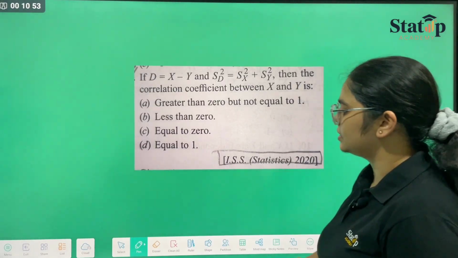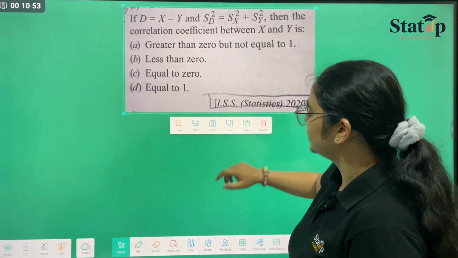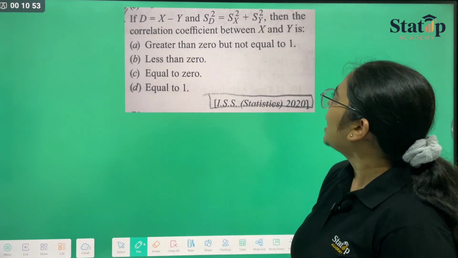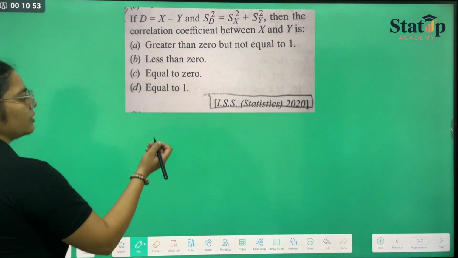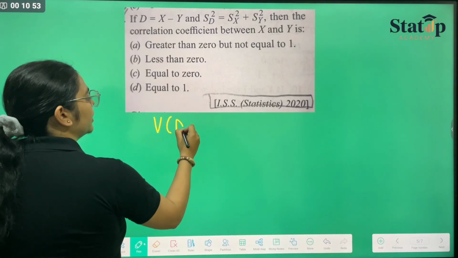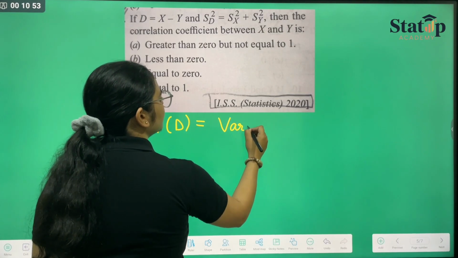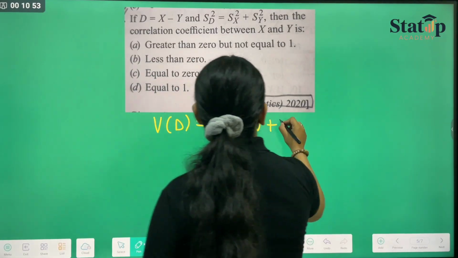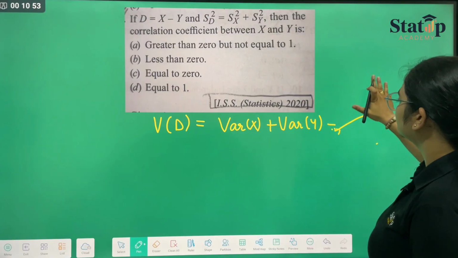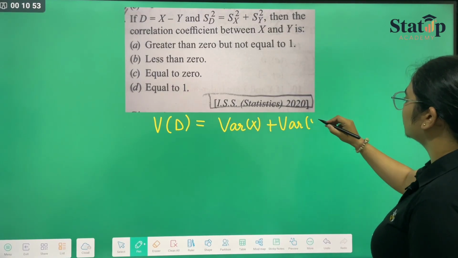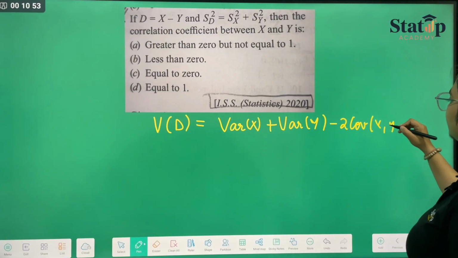Now here in this question, they have given that D is equal to X minus Y, and the standard deviation of X is equal to the standard deviation of Y. First of all, let us calculate the variance of D. Variance of D is equal to variance of X plus variance of Y minus 2 covariance of X comma Y, right?